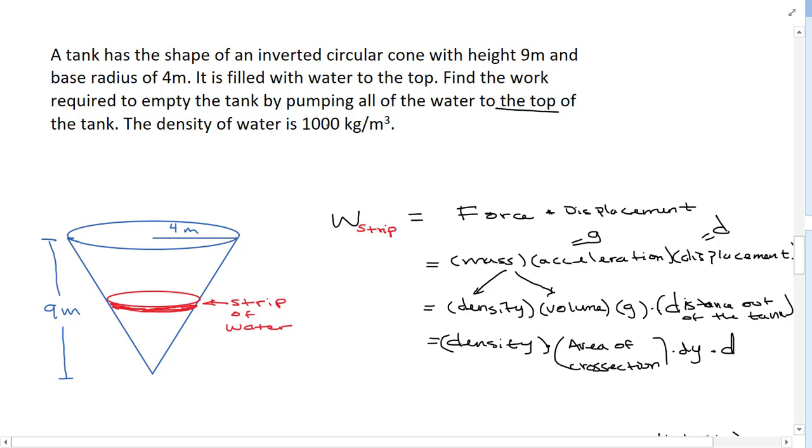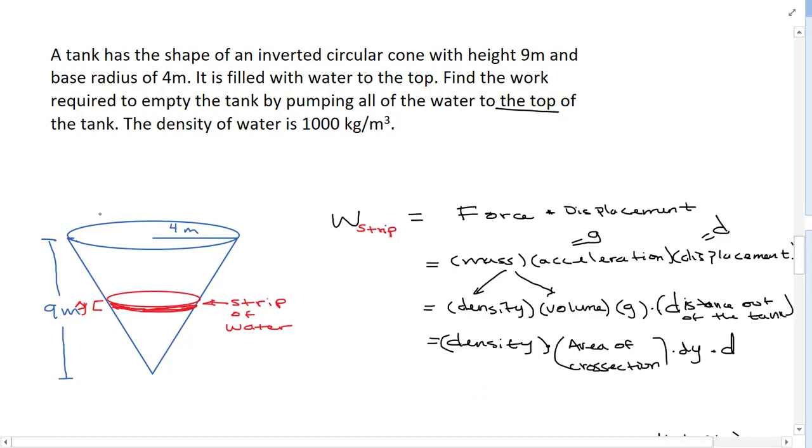So we are given the density at 1,000 kilograms per meter cube. Volume is the area of the base, the area of the cross section, so in this case a circle, times the height. The volume of any solid is the area of the base times the height. The height in this case is our delta y, assuming that I'm using the y-axis as the vertical. So that's what that dy is. And D is the distance out of the tank. So that's the work for just lifting one strip of water.